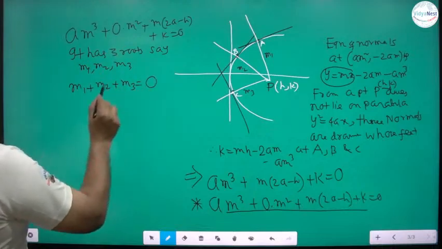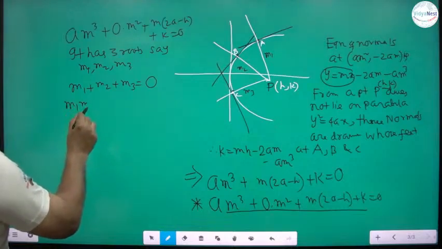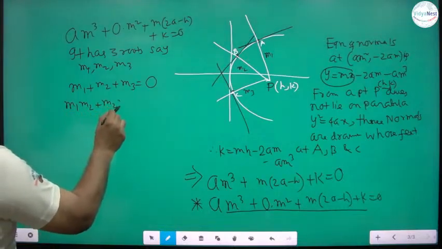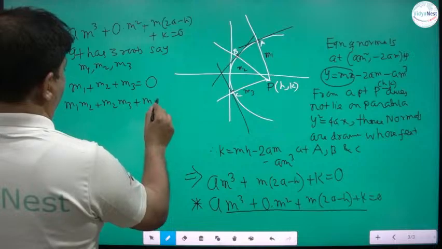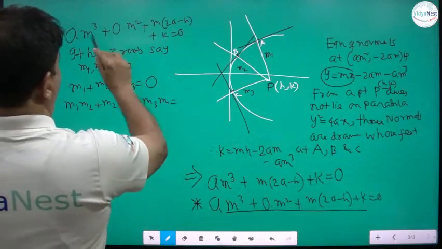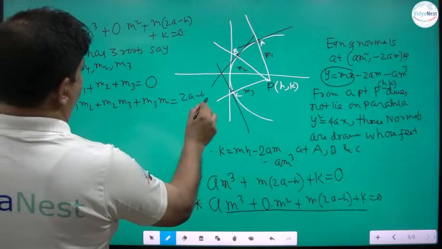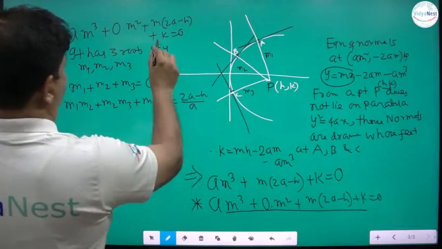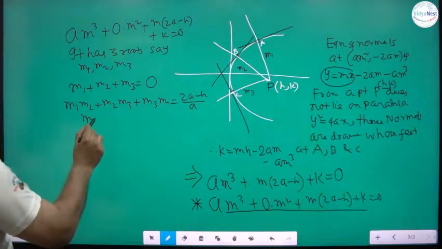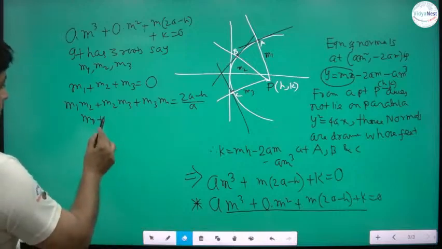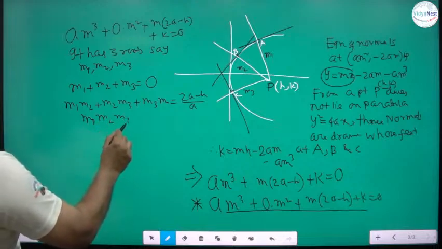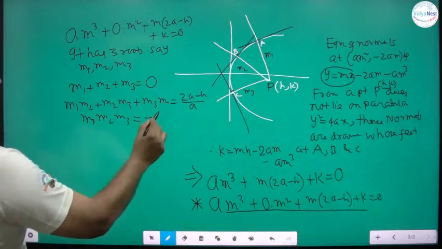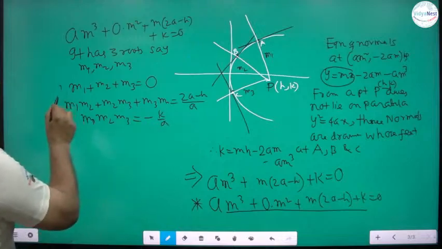Now the sum of the roots is minus b by a, the sum of the roots in pairs is c by a, and the product of the three roots is minus d by a. So these relations we can get.